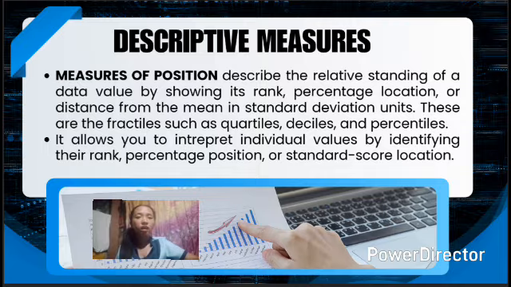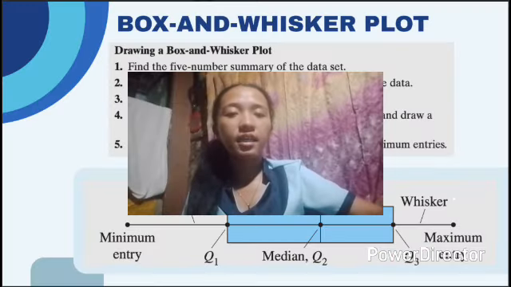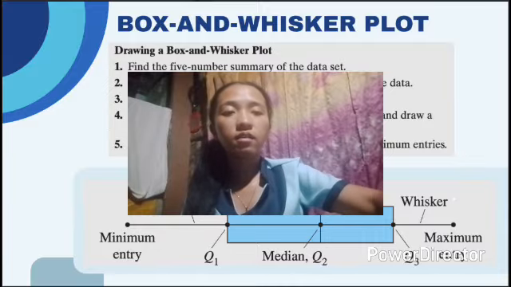So percentage position and standard score location. Next is the box and whisker plot. So the box and whisker plot.